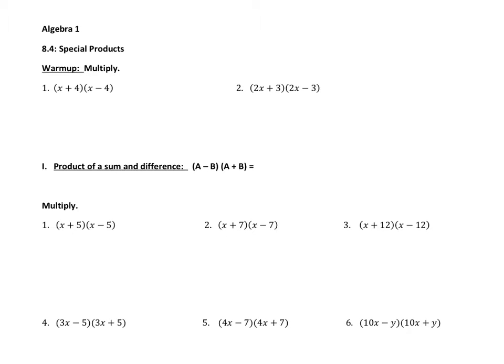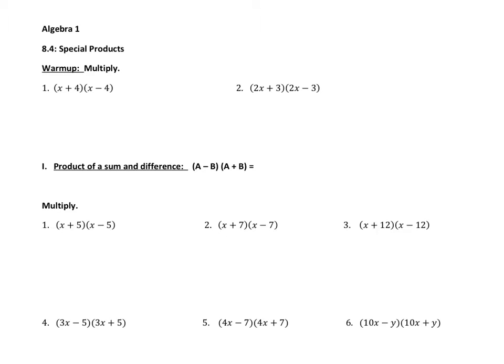Alright, for this video lesson, we're jumping to 8.4, and we're still going to use the FOIL method, but we're going to use a shortcut for certain types of binomials when we FOIL them out. Now, if you look, we have a warm-up where we want to multiply. Let's just do the FOIL method with it. I'll just do it for number 1.